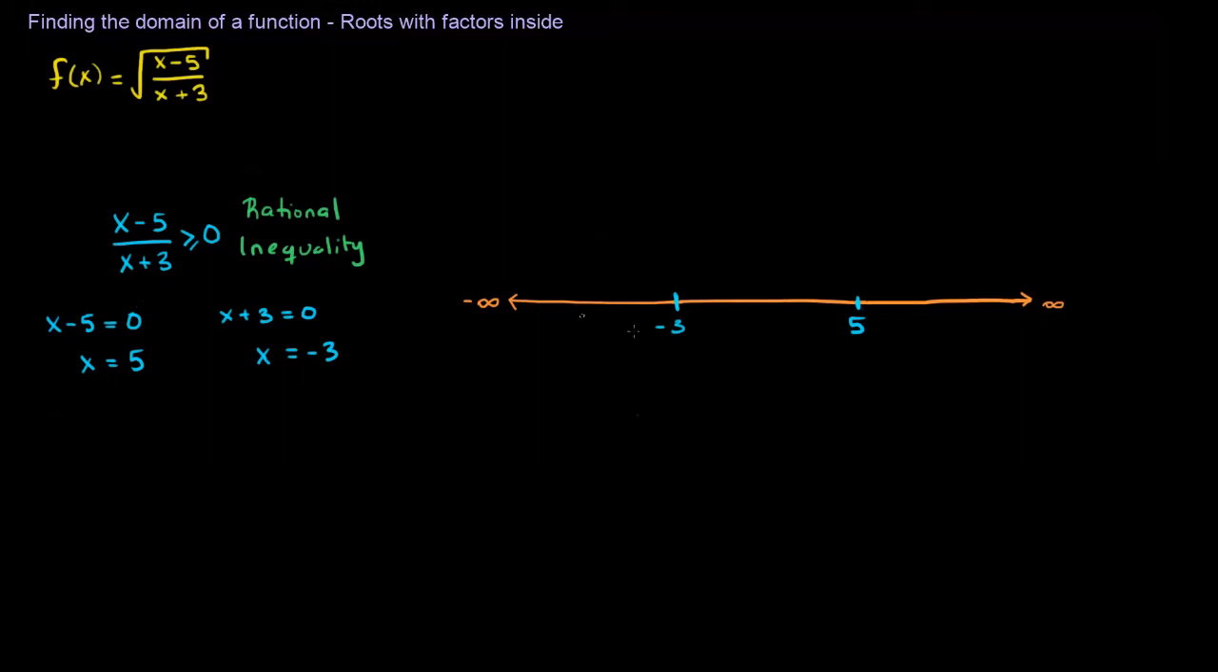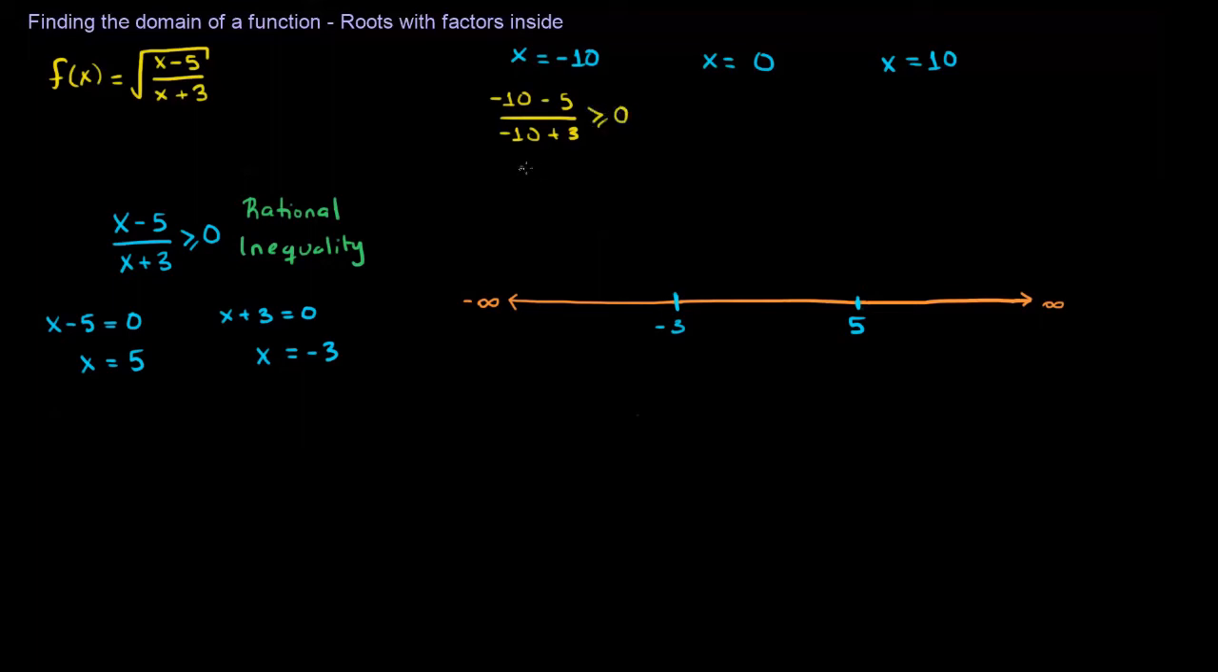I guess you've noticed we are doing something very similar to what we have done before, and from here on, I'm doing pretty much the same thing. I'm going to pick values for each interval. Here I'm going to pick x equal to, let's say, -10. Here I'm going to pick x equal to 0. And here I'm going to pick x equal to positive 10. Now I'm going to substitute each of these three values for x in the rational expression. So I will have -10 minus 5 over -10 plus 3, greater or equal than 0.